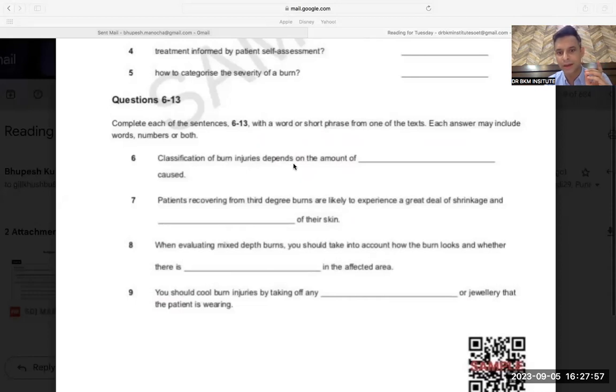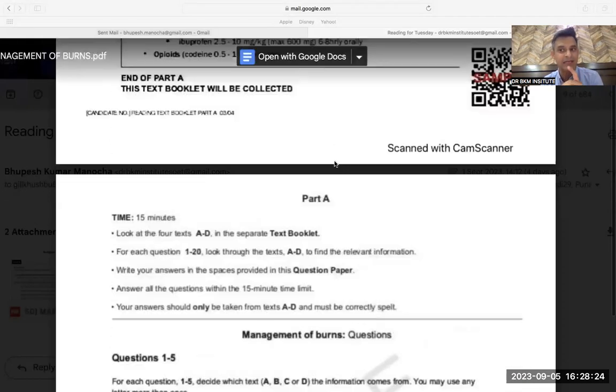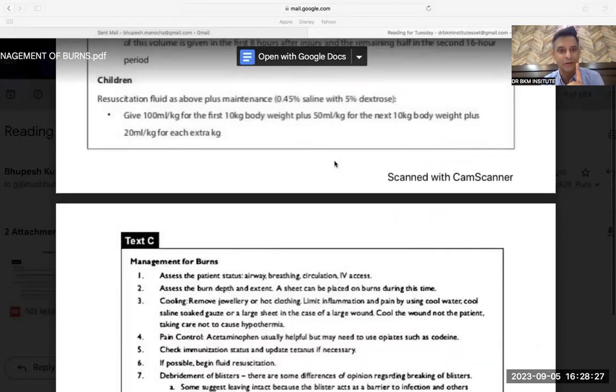Classification of the burn injuries depends on... Now see your mind. Please see your mind. Now I know classification must be in part A. So that is where you are saving at least 5 seconds in every question, because now your mind is operating that you have to see in which part. Even this classification of burn injury depends upon the amount of dash caused, so I think it should be in part A. So that is what is saving my time. This is the time saving technique. I will go to part A.